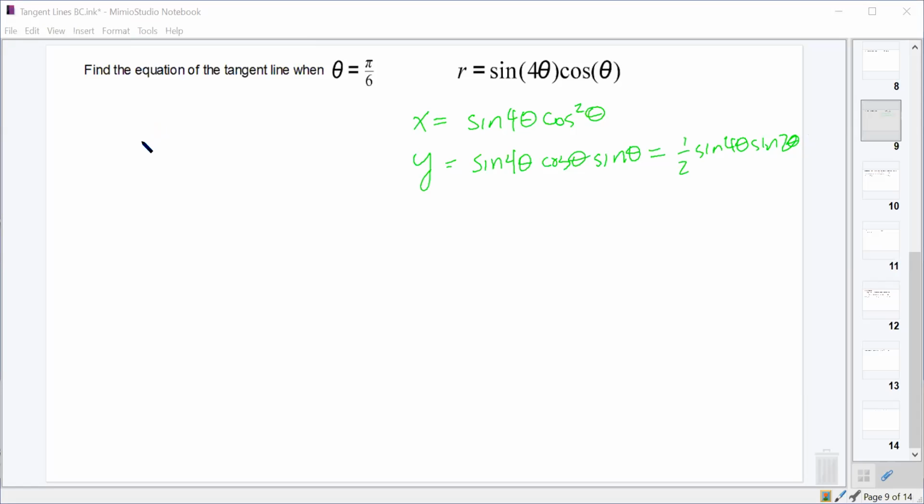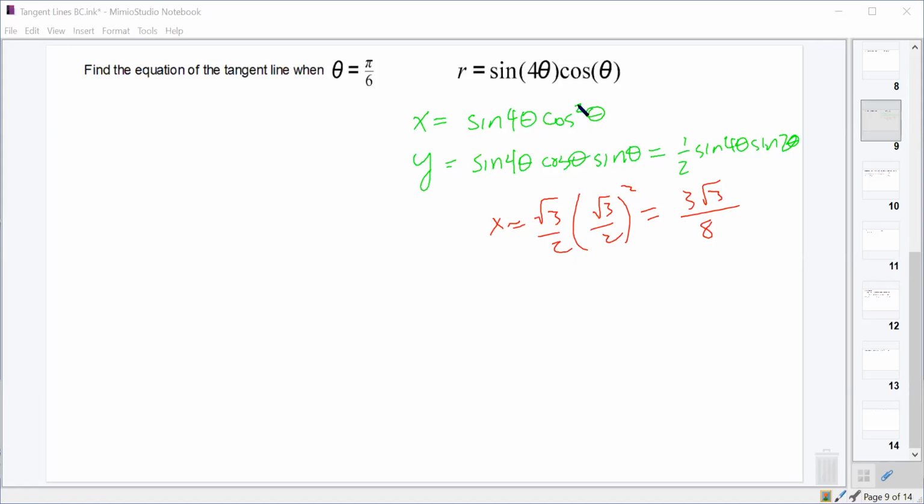So first off, let's figure out what the x coordinate and the y coordinate are. So x should be sine of 2 pi over 3. What's the sine of 2 pi over 3? Root 3 over 2. And then the cosine of pi over 6 is root 3 over 2, so we're going to square that. So that'd be root 3 over 2 squared. That's going to give us what? 3 root 3 over 8.